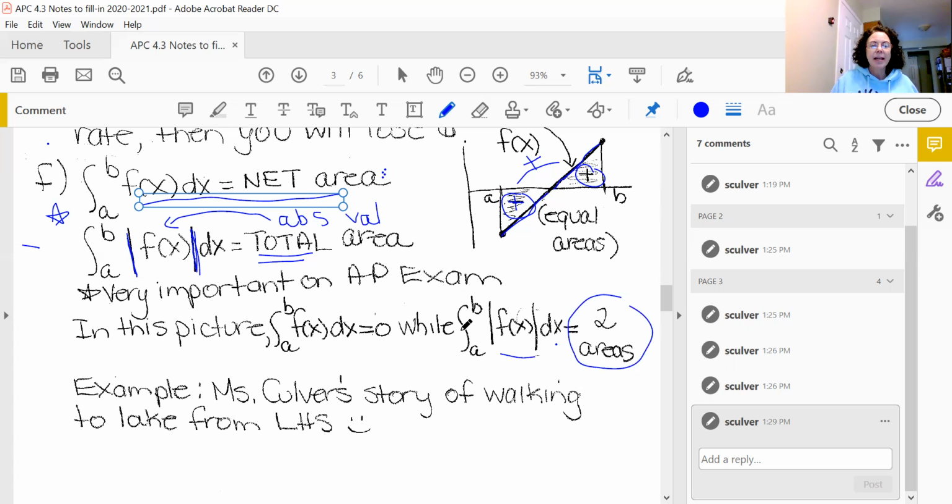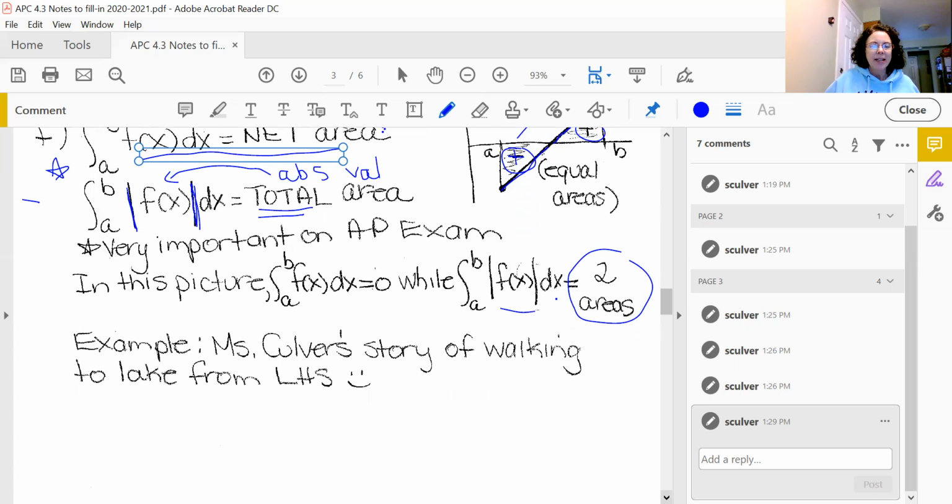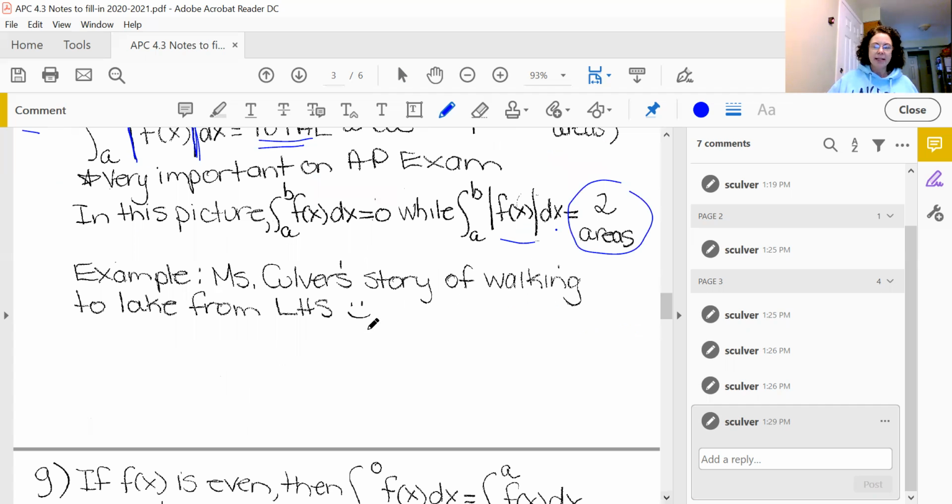Okay, here's my example. So I'm just going to say it instead of writing it. Example, Miss Culver's story of walking to the lake. Let's say we're standing in our classroom, as we will be soon. And I call walking to the lake, walking east, positive, because I love the water. And I call walking away from the lake, back to the school, negative.